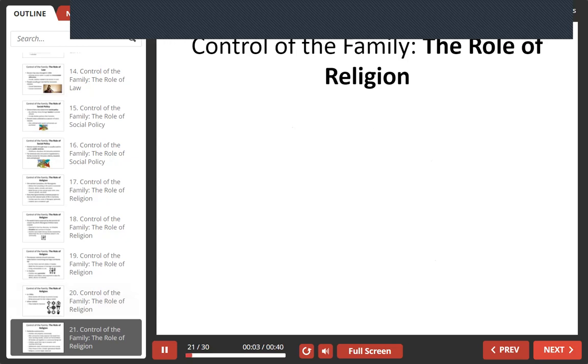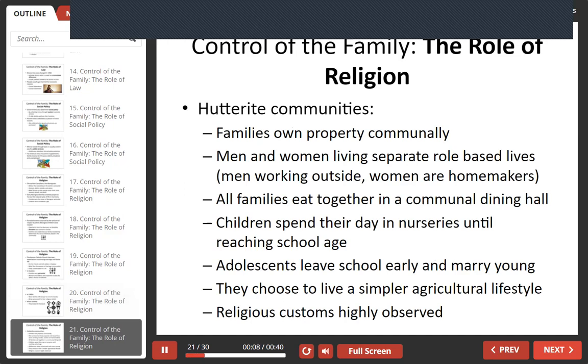Now we're going to be looking at a specific community in Canada of religious background, known as the Hutterite communities. This is where families own their property communally. Men and women live separate roles based on gender, such as men working outside and women being homemakers. All families eat together in a communal dining hall, and children spend their day in nurseries until reaching school age. Adolescents then leave school early and marry young. And they choose to live a simpler agricultural lifestyle where their religious customs are highly observed.